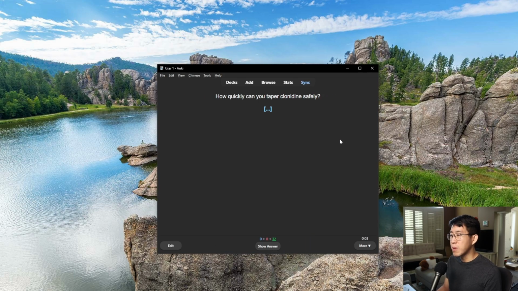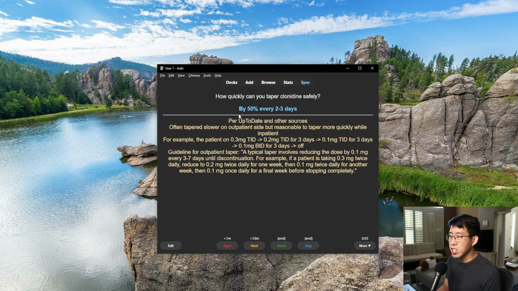How quickly can you taper clonidine safely? So you can actually taper it by about 50% every 2 to 3 days. This is really useful when you have those patients who are on really high doses of clonidine, like 0.3 milligrams 3 times a day. On the outpatient side, you're probably going to be tapering this a little bit more slowly, but if they're inpatient and you can closely monitor, you can do it a little bit quicker.